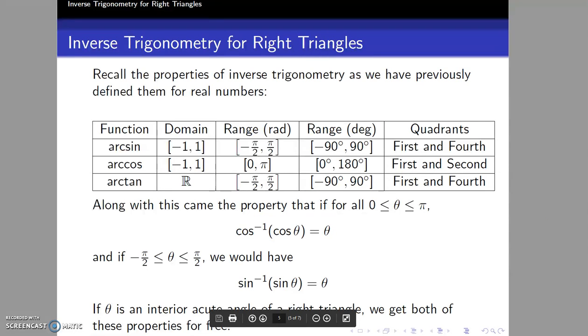Well, guess what? We are in a right triangle. All of the acute angles of any right triangle have to be positive, and less than 90 degrees. So all of the inputs for a right triangle, the acute angle in a right triangle, will fall into these ranges, and we'll actually get these properties for free. So we can just take the arcsine of a sine and get the angle. We can just take the arccosine of a cosine and get the angle. But only because we're on a right triangle and an acute angle is what we're looking at.